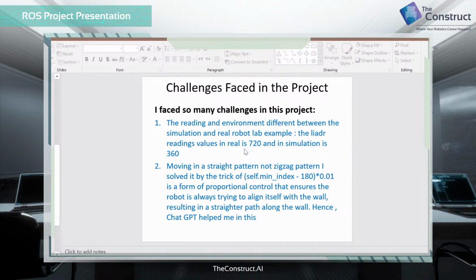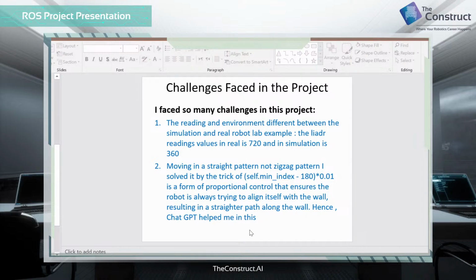The second challenge was the zigzag problem. I did not know how I can make it go in a straight path. It was only going in a zigzag, and I don't know why. Also, in the course project, it was not mentioned that you should make it a smooth or straight path. No, if you want to make it in a zigzag pattern, it's good, there's no problem. But it's more professional if you make it straight.